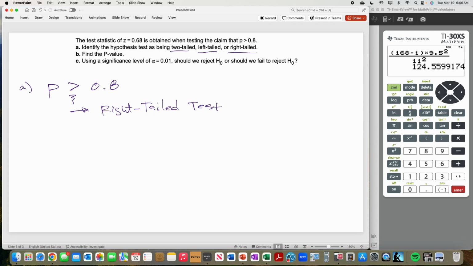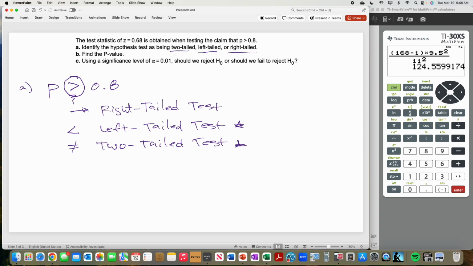If it were a less than symbol, then that would be a left-tailed test. And then finally, if it were the not equals sign, that would be a two-tailed test. But in this case, these two are not applicable. We do have a greater than symbol, so this is a right-tailed test.